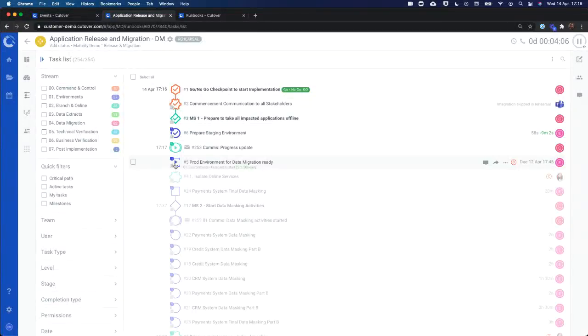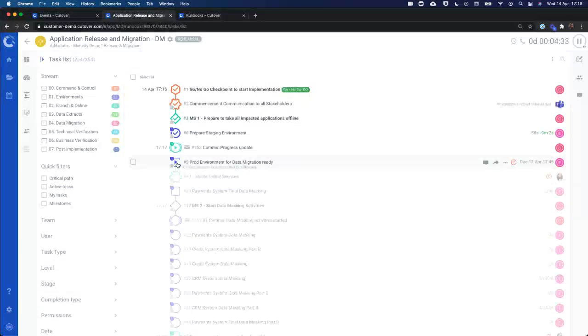Now, because for demo purposes it's not actually connected to a Jenkins instance, and I'm in a rehearsal mode, it's not actually going to execute the job. But in reality, what would happen is that it would execute it. It will show progress in this task view, task line here, and then once it's completed, it will complete the task automatically, and then unlock the next tasks in the sequence.